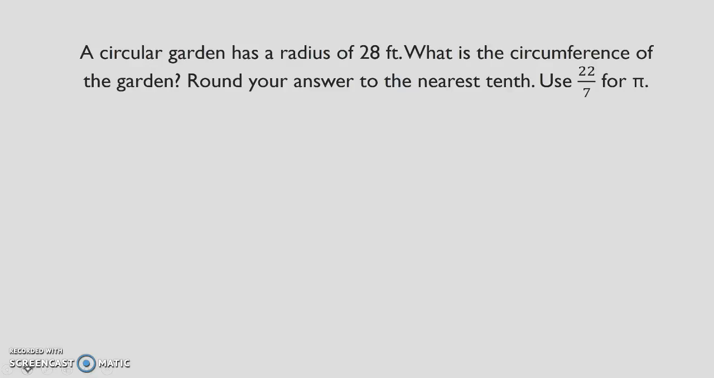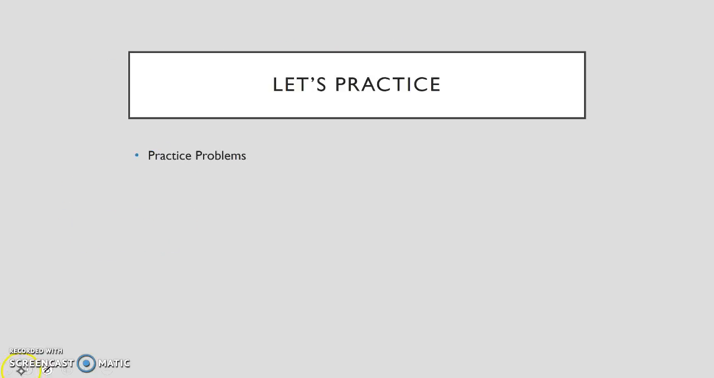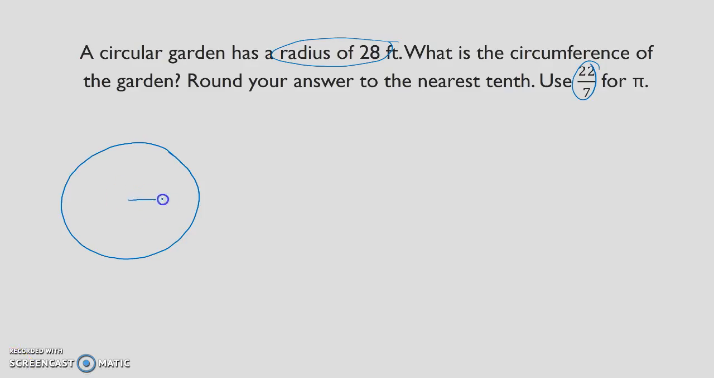Let's try another. It says a circular garden has a radius of 28 feet. What is the circumference of the garden? Round your answer to the nearest tenth. Use 22 over 7 for pi. Okay, so I don't think we're going to have to round because we're using 22 over 7. It says the radius is 28 feet. So I'm going to go ahead and draw the radius from the center to the edge. Remember, radius is 28 feet. I'm going to go ahead and write my formula. C equals 2 pi r. Plug it in. 2 times pi, and my radius is 28 feet.